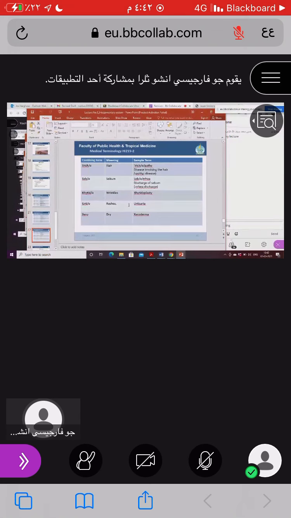Another word, ritidoplasty. Actually, ritido means wrinkles. Wrinkles on the skin are called ritid. So ritidoplasty means, plasty is surgical repair. Ectomy means surgical removal. Plasty means surgical repair.